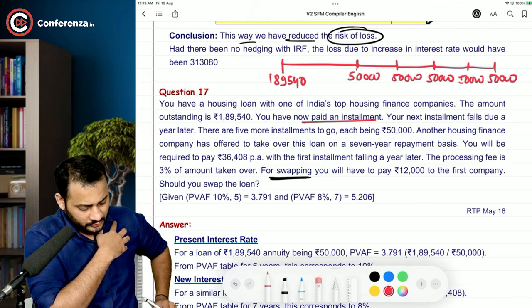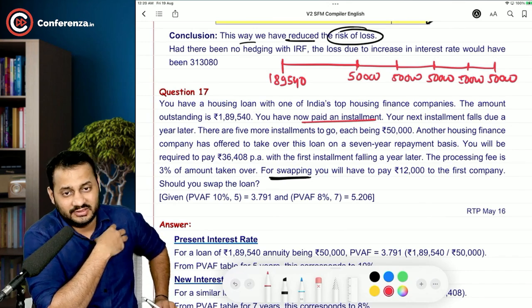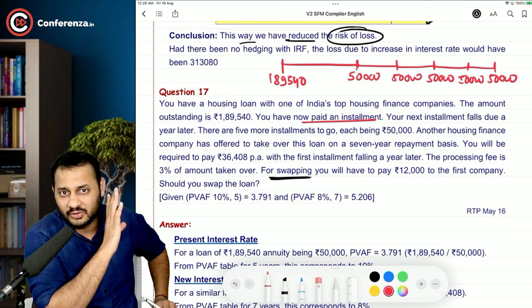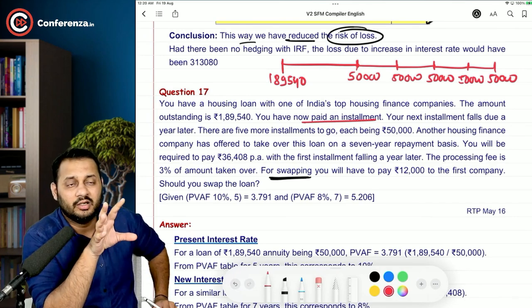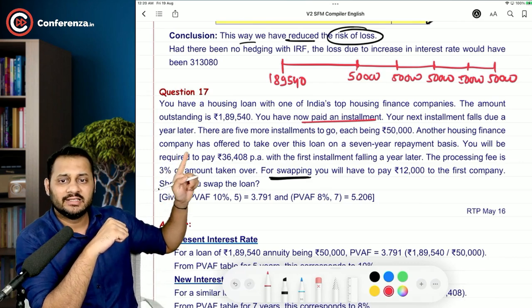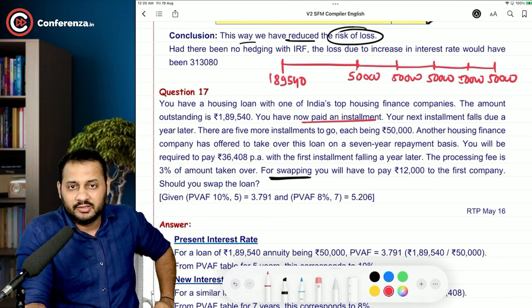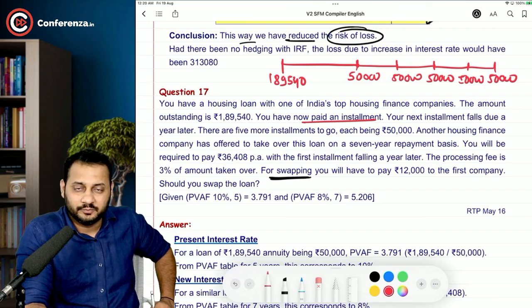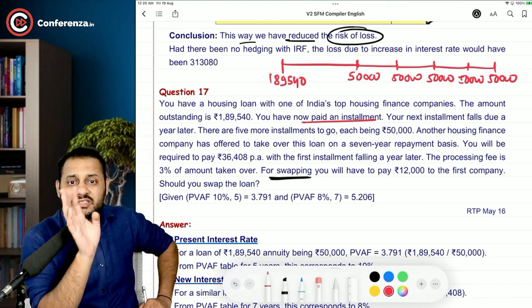Okay. Now, can we calculate the interest rate? Yes, sir, it is possible. Since 189,540 is the total principal outstanding and 50,000 is the annuity, we can easily calculate the interest rate by interpolation or IRR method. Let's go ahead. Another housing finance company has offered to take over this loan on a 7-year repayment basis. They are saying that there is another company who entered into the picture and they came to you. They said that we will take this loan for you. We will make the payment to the bank. You don't have to do that. But you make us the payment for 7 years.